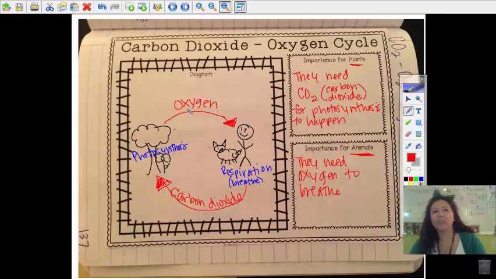You also want to think about things like, if we add more trees into an ecosystem, what's that going to produce more of? The more trees that I have, the more photosynthesis is happening, and the more oxygen is going to be released into the environment. If I cut down a bunch of trees, what is there going to be less of in the environment? There's going to be less oxygen, and that will ultimately have an effect on the ecosystem. So make sure you have this page filled out, make sure you understand it in your brain, and be ready to talk about the carbon dioxide oxygen cycle tomorrow.